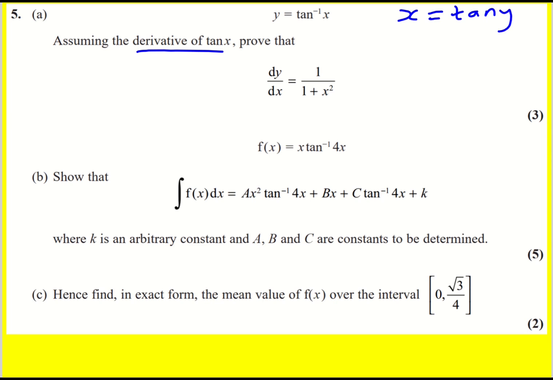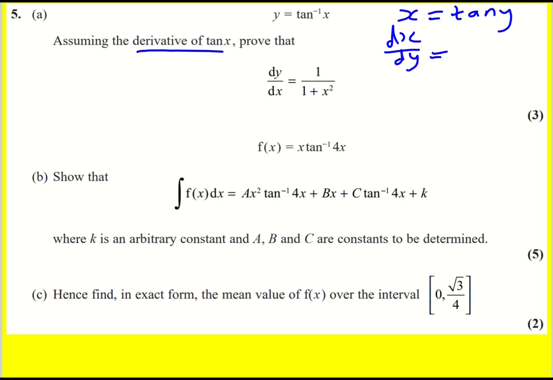By the way, you would do this also for inverse sine, inverse cos, and even something like ln x. For ln x, you'd make it x equals e to the y, and then differentiate that and go from here. But anyway, back to this one. We now find dx by dy.